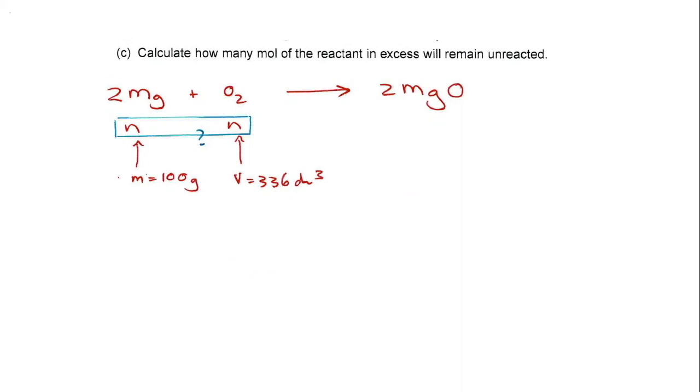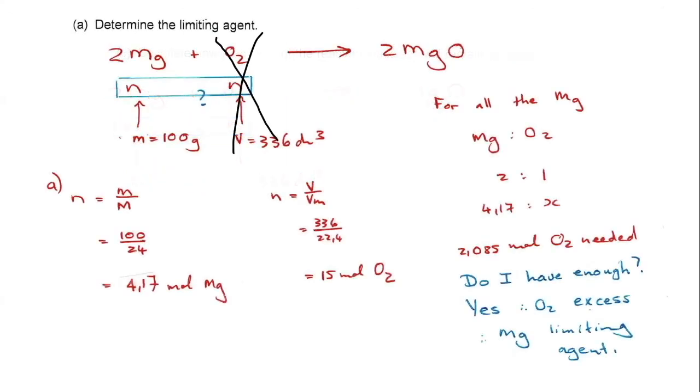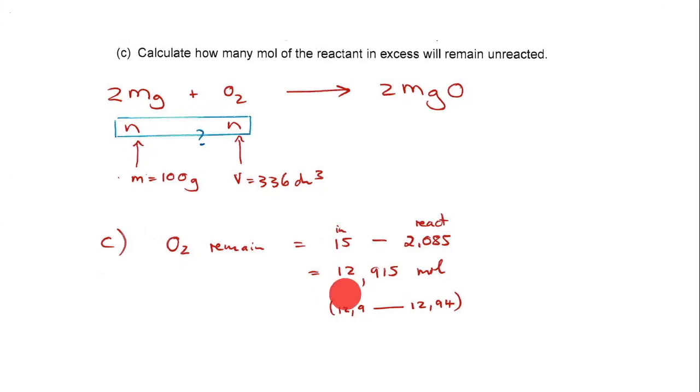Now in number C, they ask us to calculate how many moles of the reactant in excess will remain unreacted. In A, we've already worked out that we've got 15 moles of oxygen available, and we've already seen that 2,085 is going to react. So now we just need to subtract them. That gives you the number of moles that remain after the reaction. And remember, there was a lot of rounding, so they will mark somewhere between 12,9 and 12,94. Don't worry if you don't have the exact answer.